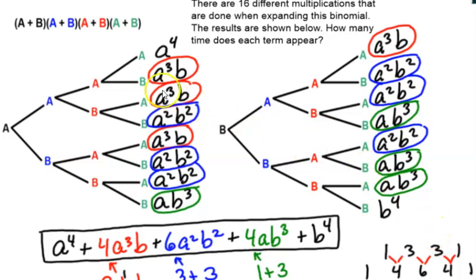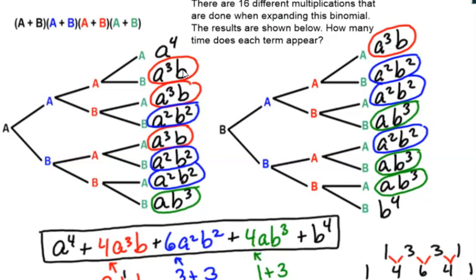How many ways are there to get the second term, a cubed b? Well, I've got a b here. I've got a b a, that's another a cubed b. And then down here I have a b a. And then over here I have b a. So there's actually, the ones that are circled in red, there's 4 different ways to get 3 a's and a b when we multiply through these branches.